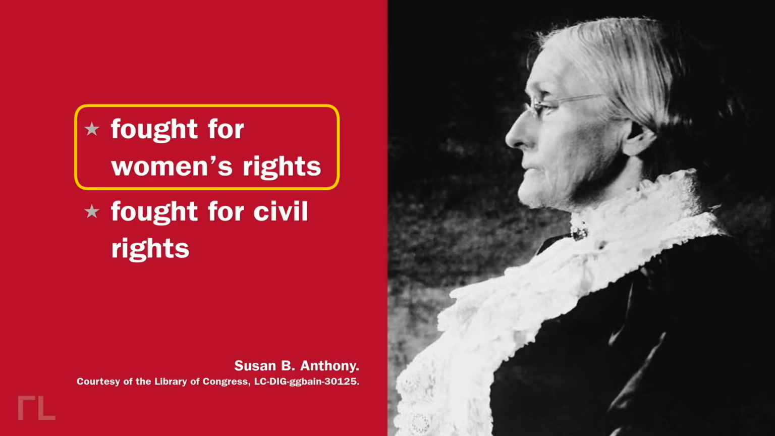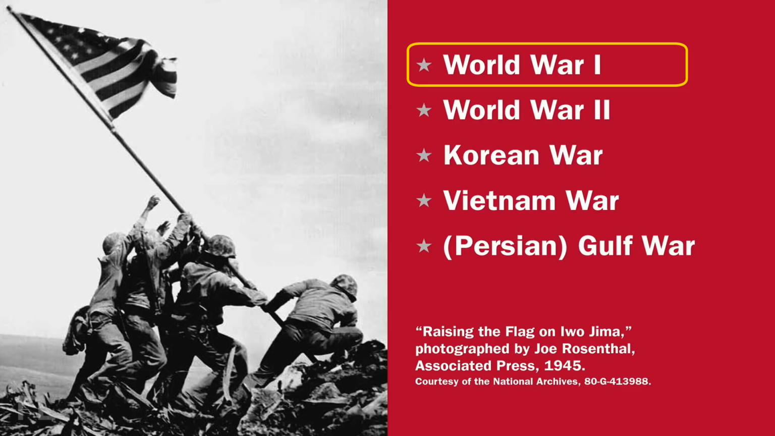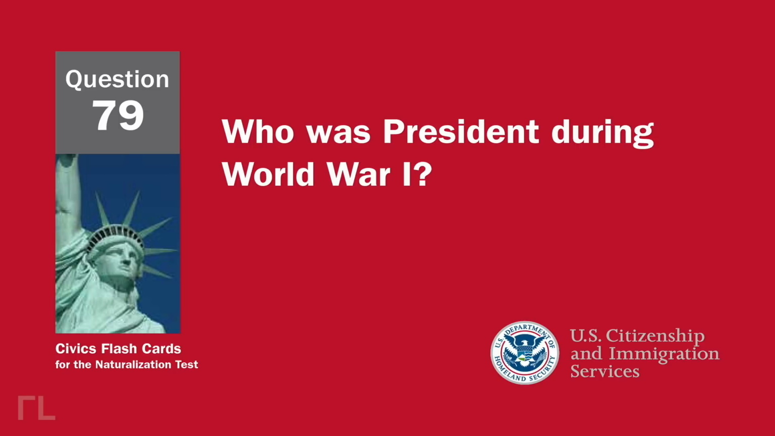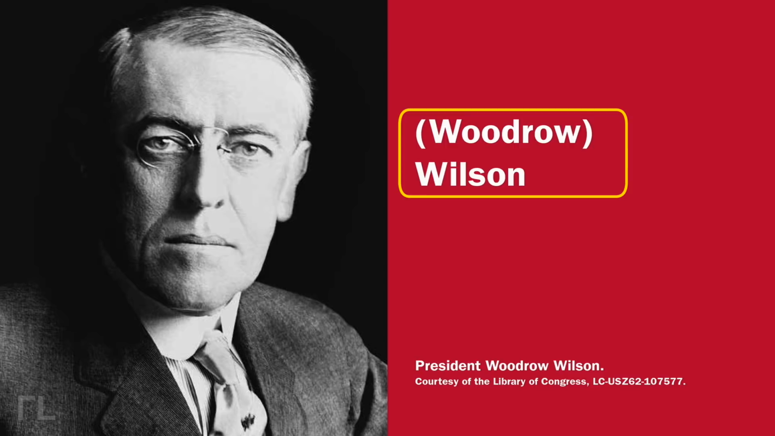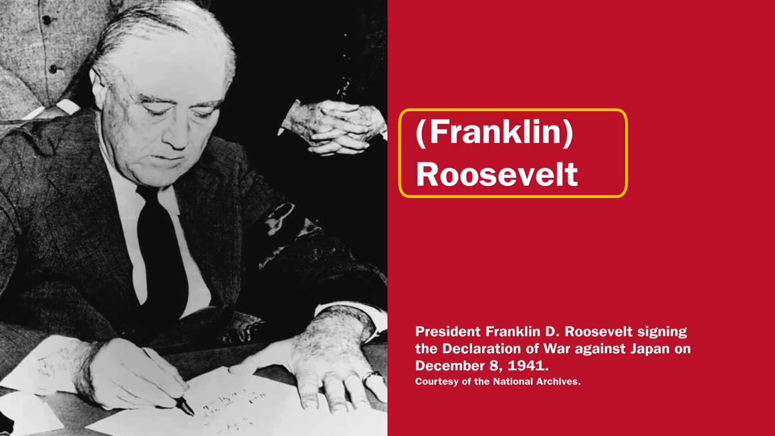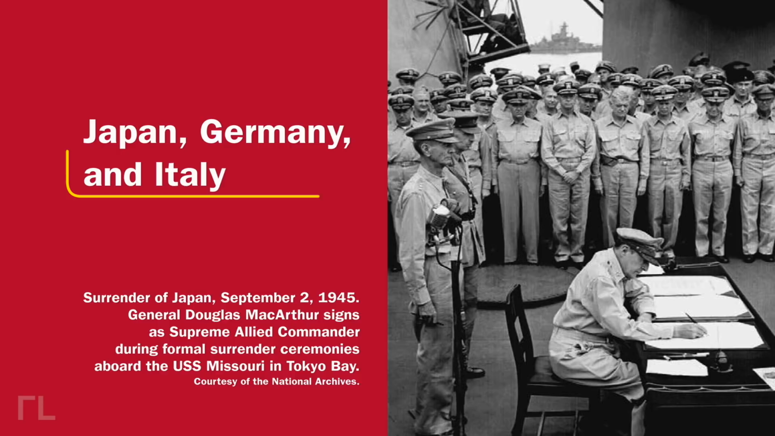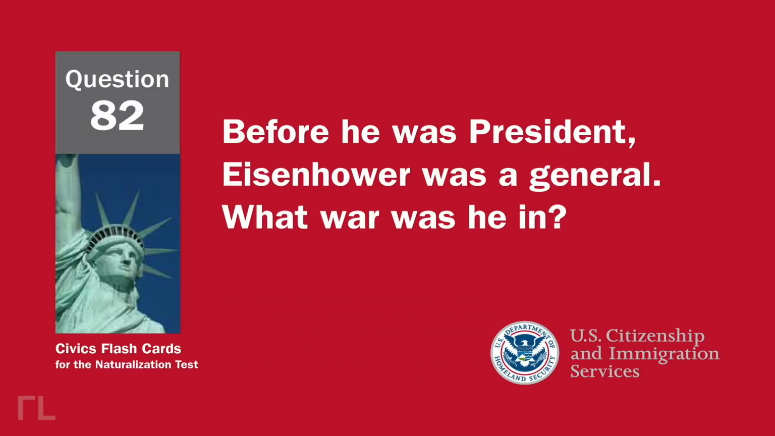Name one war fought by the United States in the 1900s. World War I. Who was the president during World War I? Woodrow Wilson. Who was the president during the Great Depression and World War II? Franklin Roosevelt. Who did the United States fight in World War II? Japan, Germany, and Italy. Before he was president, Eisenhower was a general. What war was he in? World War II.